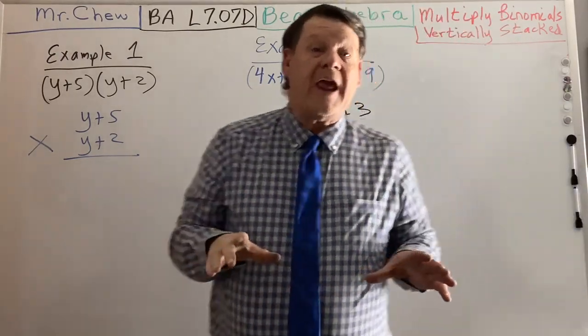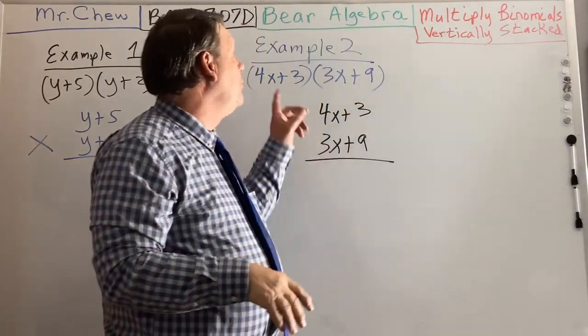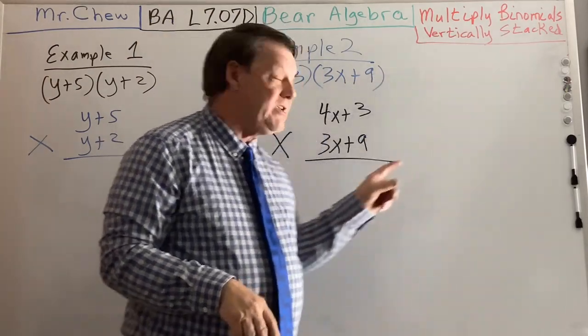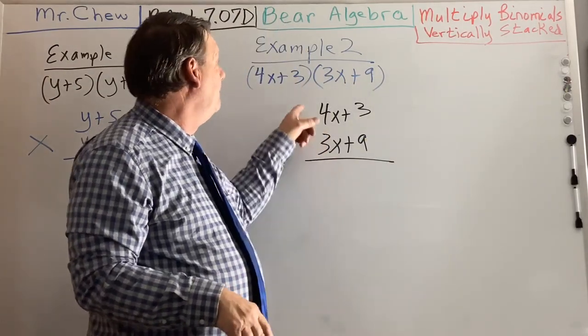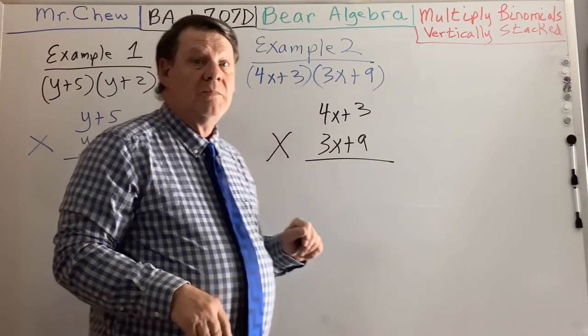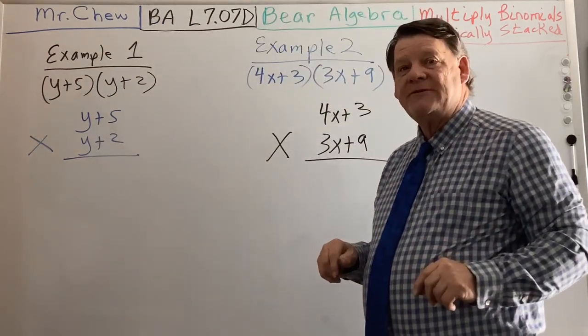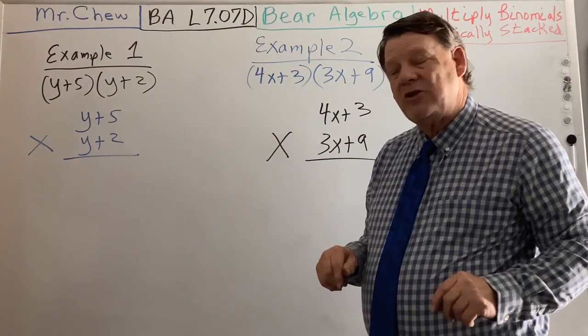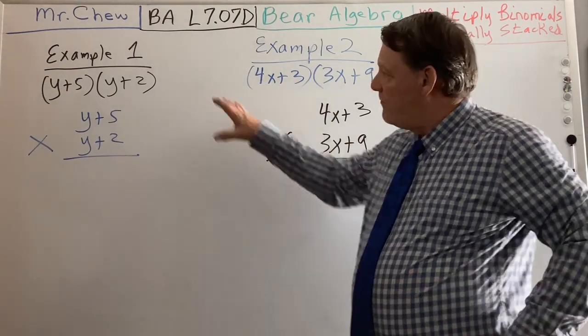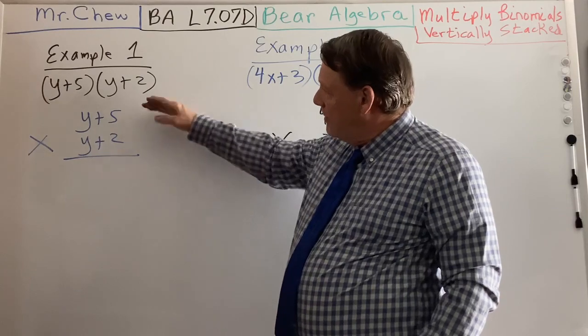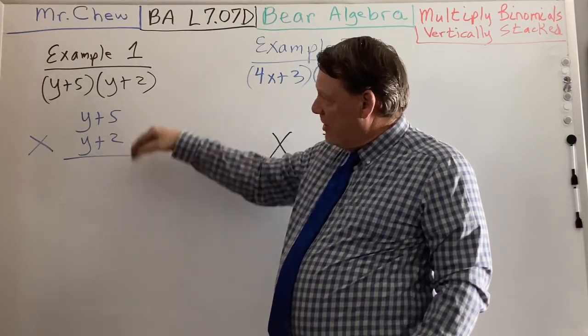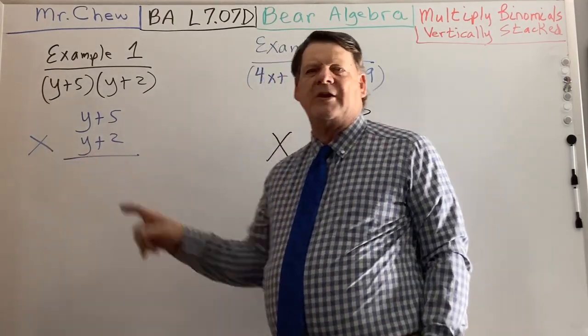So do you understand how to multiply two binomials when you're vertically stacking them up? We're going to look at this and see if it makes sense to you. When you vertically stack these up, you stack them one after another. I got a big capital X here for times.